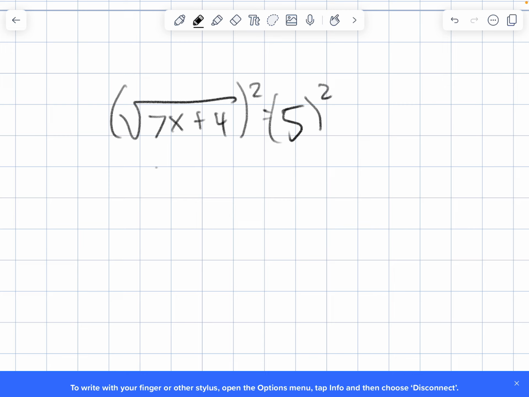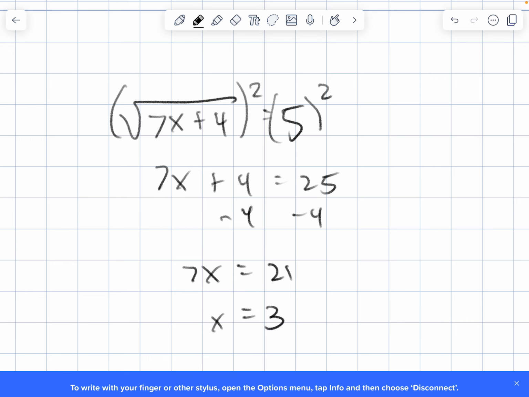Squared and square root cancel out, leaving 7x plus 4 equals 25. And then from here, it's just easy, subtracting 4. 7x equals 21, divide both sides by 7, and x is 3.